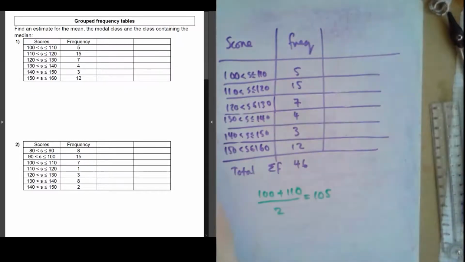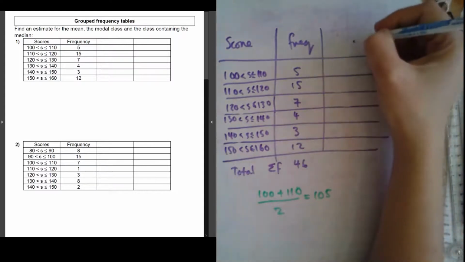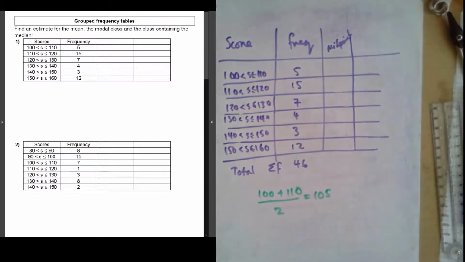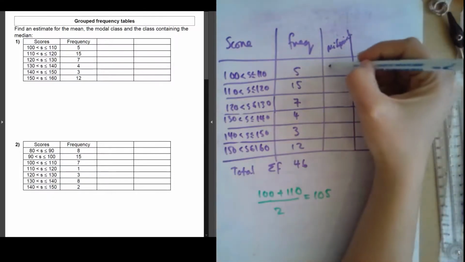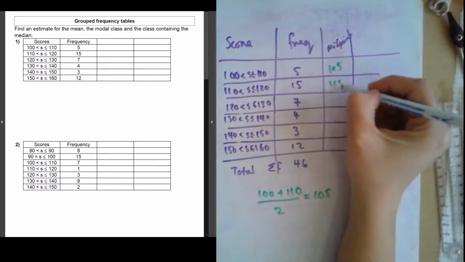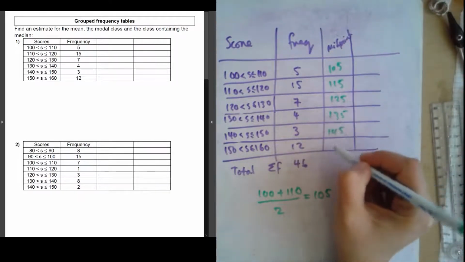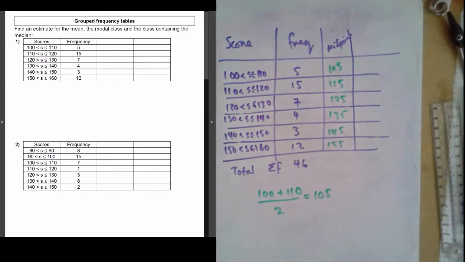Okay, so for this one, I need to find all those midpoints. So let's call it midpoint. My midpoint here is 105, and then it's 115, 125, 135, 145, and 155.